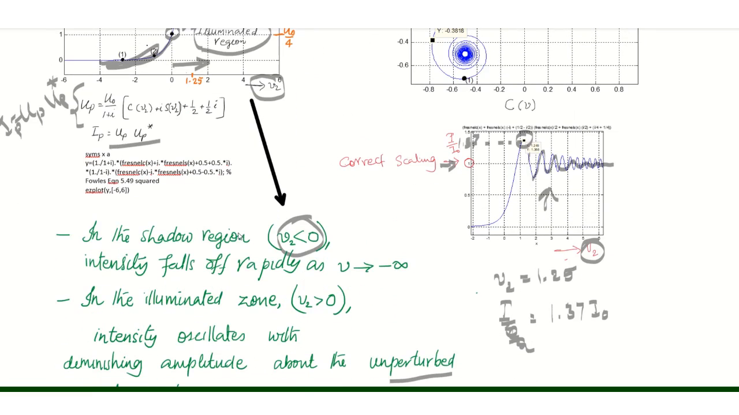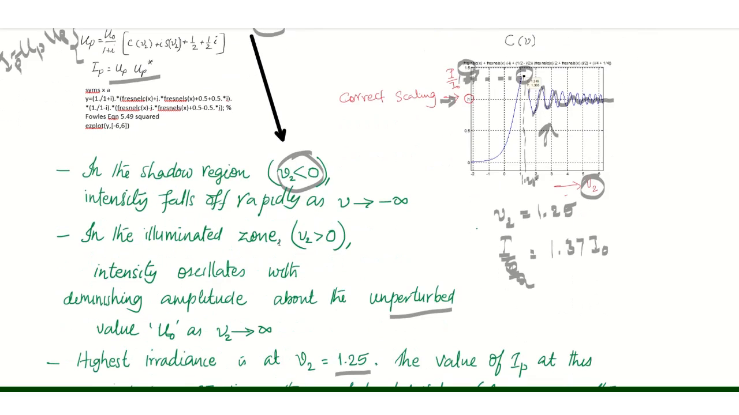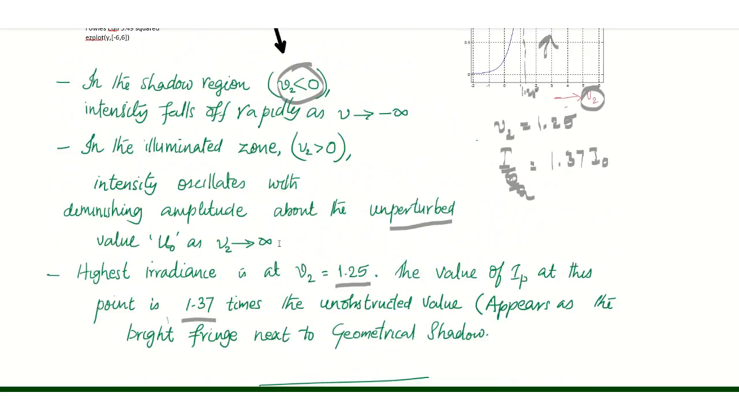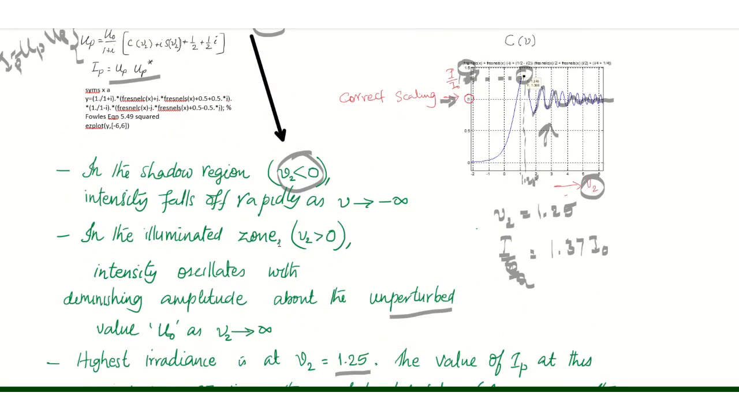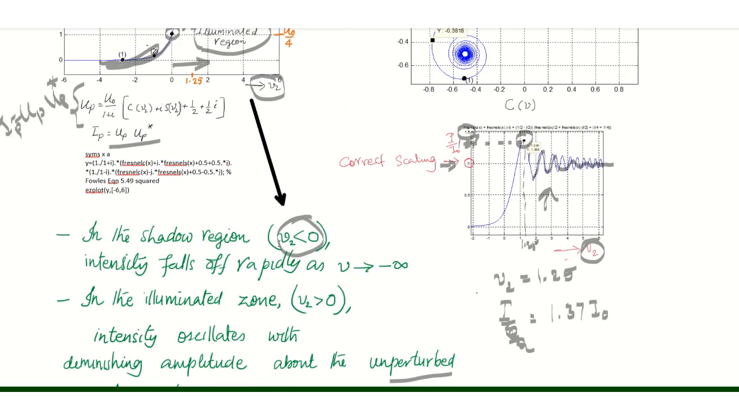You can see this value here is about 1.25 and this is about 1.37. Here you have 1.5, and somewhere above that, above the middle point. And with that, maybe we can stop here. Okay, what have we done?